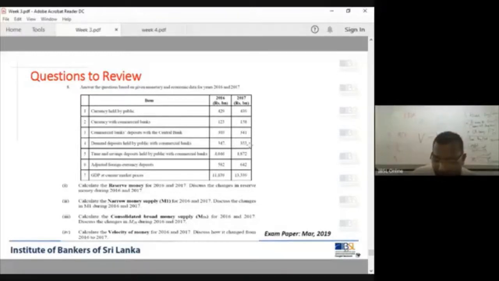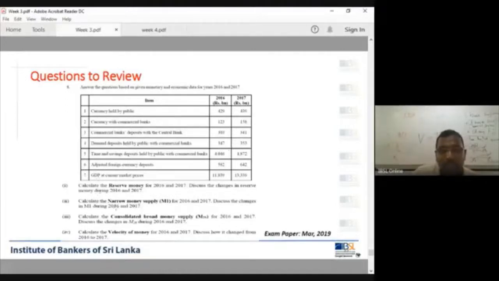For 2017, currency value is 439, demand deposit value is 353. So adding up those two is 792, right? So when you have those two numbers, you can see the change and calculate the growth rate. So I repeat the numbers: M1 for 2016 is 776, M1 for 2017 is 792. Okay.